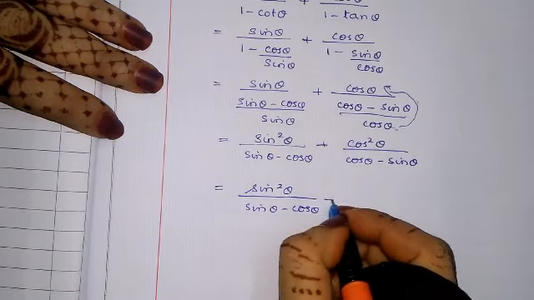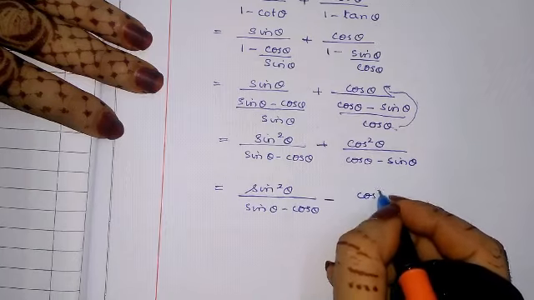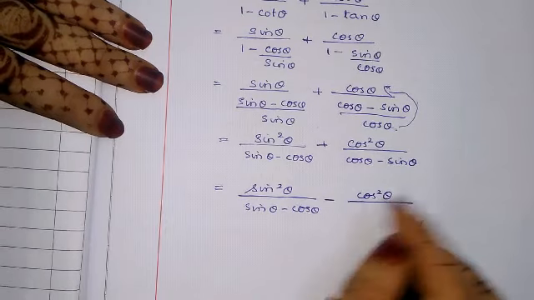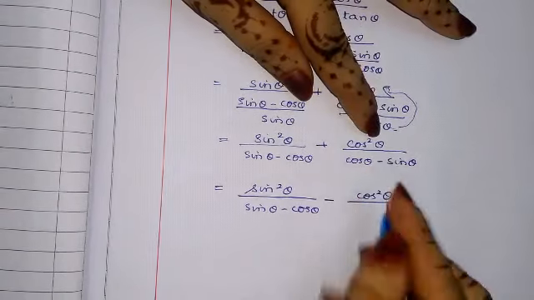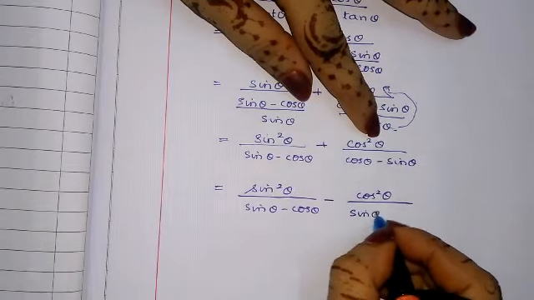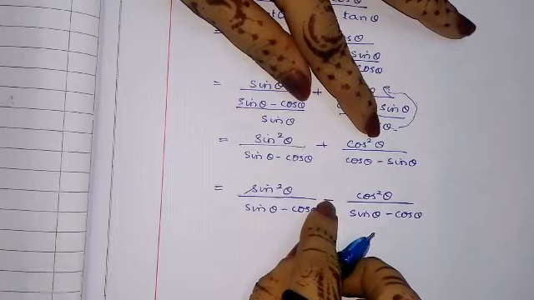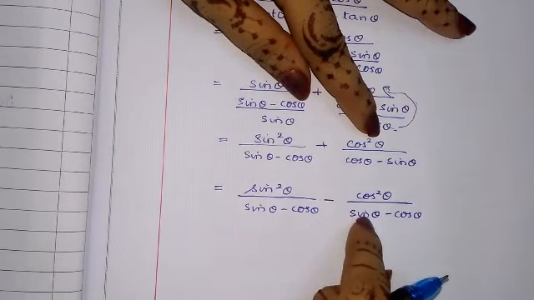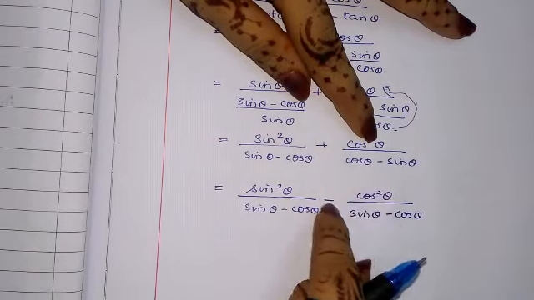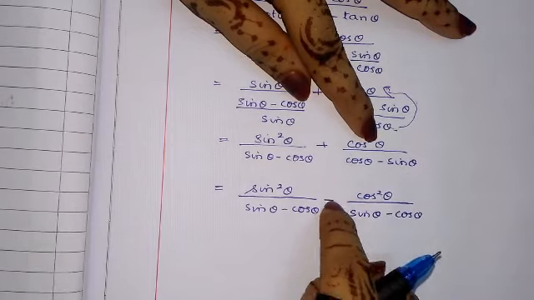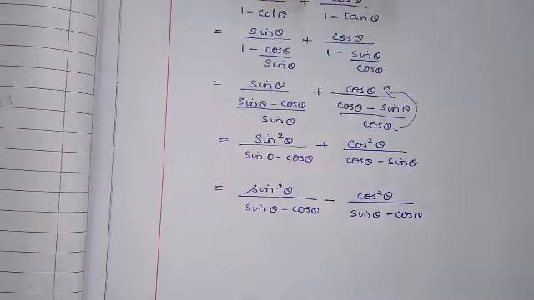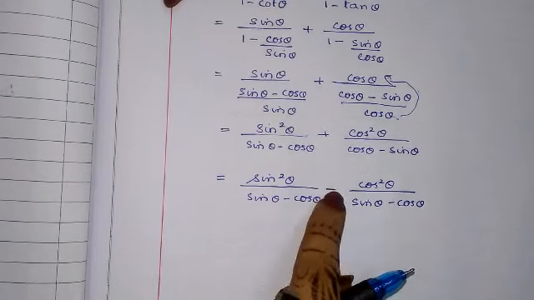Now I am taking minus common. Numerator cos square theta as it is. Here minus sin theta will become plus sin theta and plus cos theta will become minus cos theta, because we have taken minus common. If we multiply and see, we will get this only. Minus into plus, minus sin theta, minus into minus, plus cos theta. Understood? Here I have changed the sign.